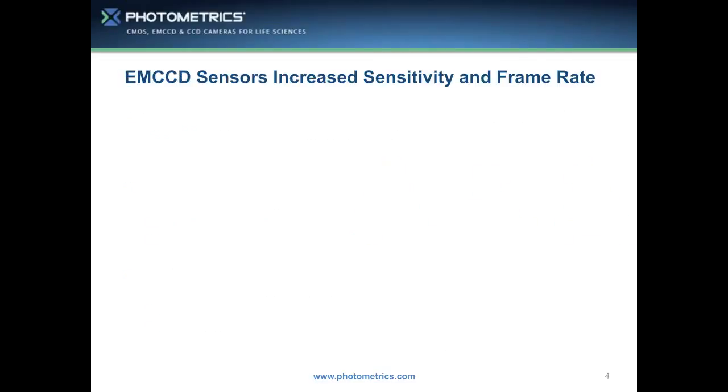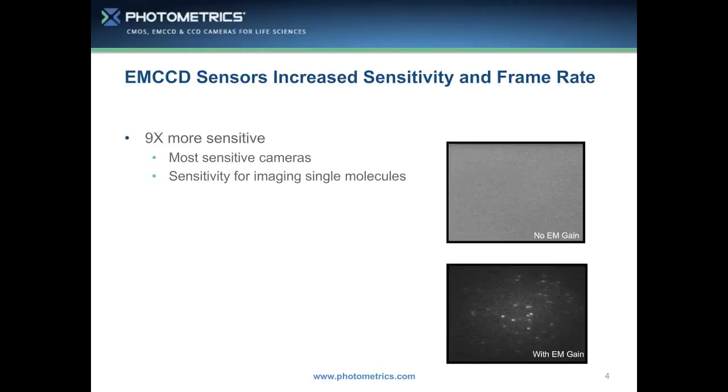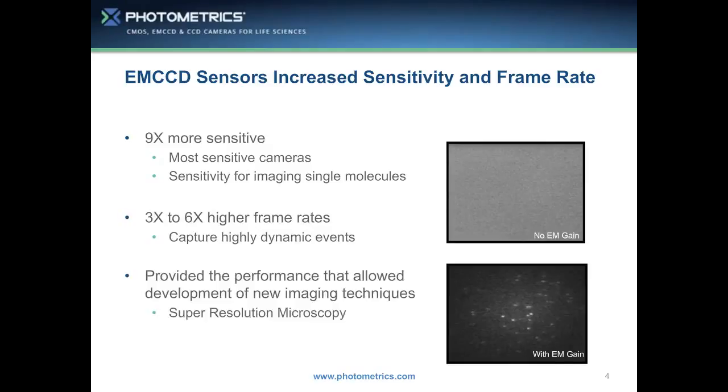But when CCDs weren't enough, as I'd mentioned, the EMCCD became the other option. That's mostly because they were way more sensitive and they provided a much higher frame rate. They were 9 times more sensitive, with near perfect conversion of photons, giving the sensitivity for imaging single molecule fluorescence.